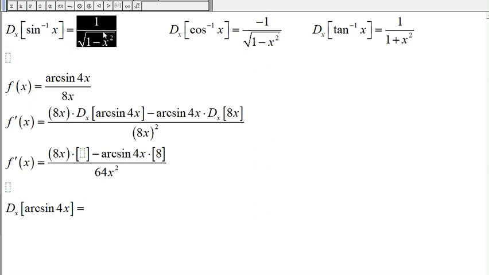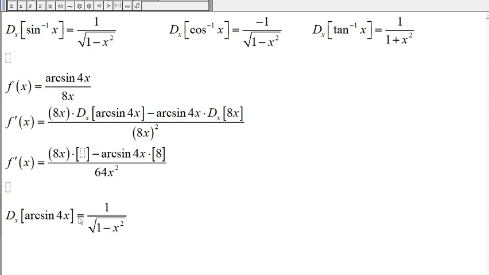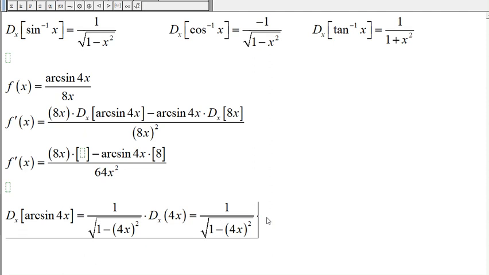So once again, if we just have sine inverse of x, then it'd be 1 over the square root of 1 minus x squared. So here we have arc sine of 4x, then in the place of x, we would put 4x. And then the chain rule is we have to multiply it by the derivative of the 4x. And the derivative of 4x is just 4. And so here we just get 4.